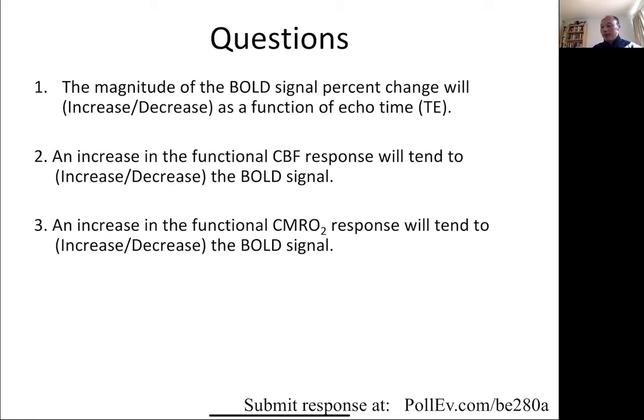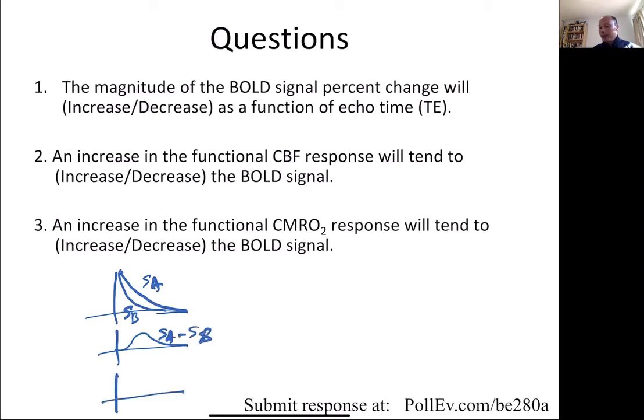Actually fairly close here. Let's remember the BOLD percent signal change is the difference between something like this and something like this. If this was SA and this was SB, the difference is SA minus SB. But for the percent change, we have to divide by SB. So the percent change, SA minus SB over SB, is proportional to minus delta R2* times echo time. So in general, that percent change is going to increase with echo time. And so in this case, increase would be the better answer.